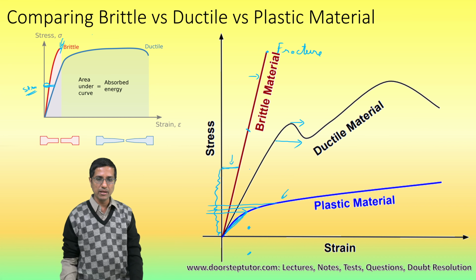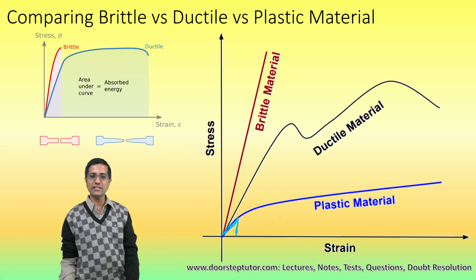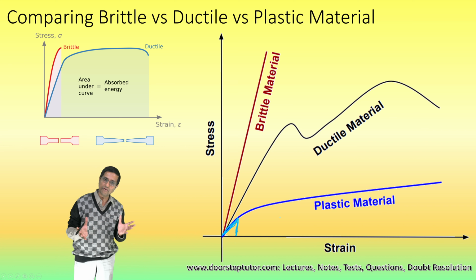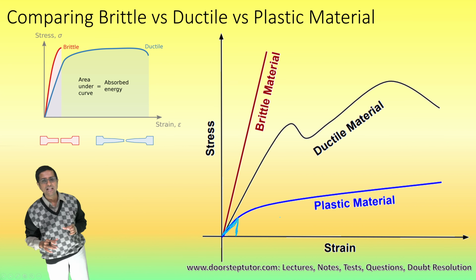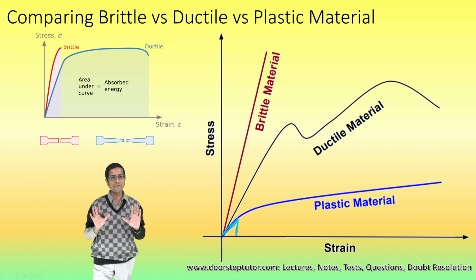So this is the plastic material. It enters the plastic region very quickly. There is a very small region right here where stress is proportional to strain. The elastic region is very small. After that it enters the plastic region where there is permanent deformation, and in that plastic region, for very small stress, I am able to produce a large amount of strain.